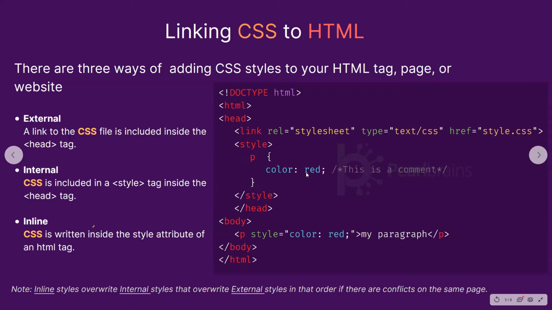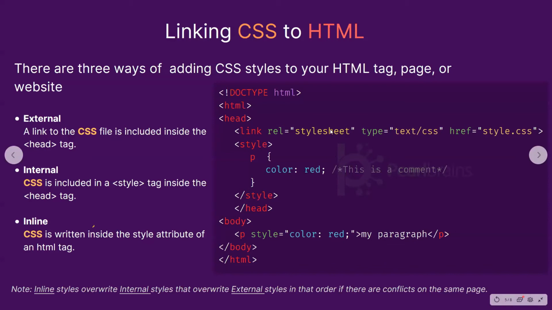So if the styles happen to be targeting the same tag, that means they are conflicting. For example, in our style.css file, we wrote CSS where P color is equal to green. Then here in our internal CSS, we write P color is equal to red, and then here we say P color is equal to blue. So the green color that was in the external CSS will be overwritten by this internal CSS.